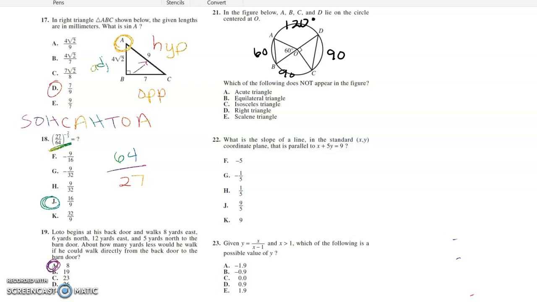Now let's see. Which of the following does not appear in the figure? All right. Acute triangle. That means that there are angles less than 90 degrees shown. So we do have an acute triangle. That is this guy. Equilateral triangle. Well, this is also an equilateral triangle because an equilateral triangle has all sides and all angles equal: 60, 60, and 60. How I know that those are all equal is because this is a radius and this is a radius. Therefore, those are equal.